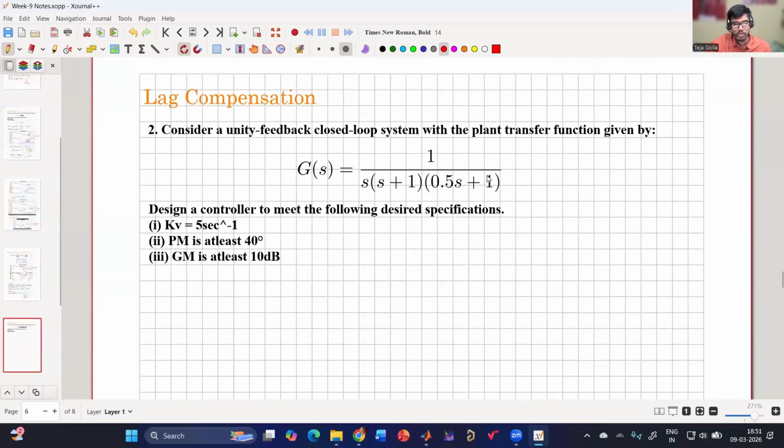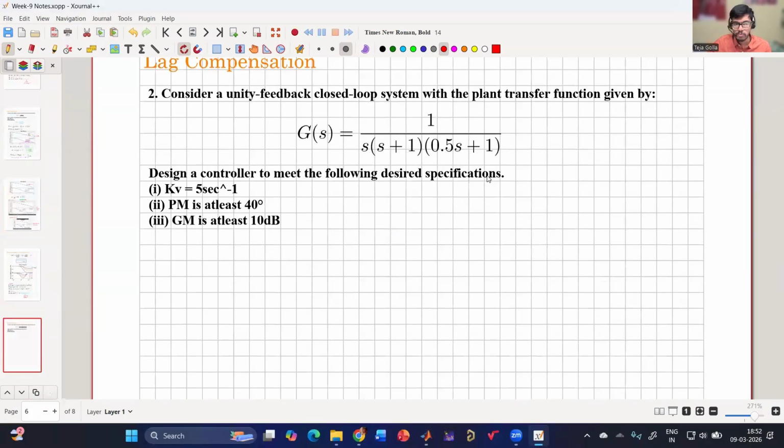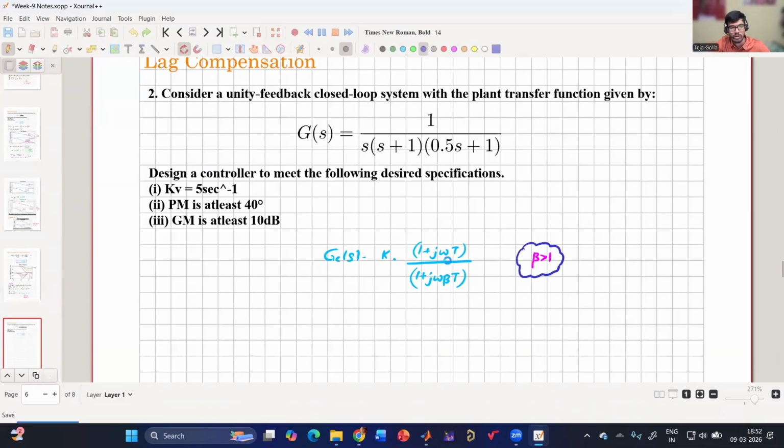So let us solve one problem quickly. So here I have considered one such problem where my g of s is given as 1 by s into (s plus 1) into (0.5 s plus 1). So first again, what is the lag compensation transfer function? It is gc of s equals k into (1 plus j omega t) by (1 plus j omega beta into t). So now we know that beta is greater than 1, and always it's a sign that if you are not getting beta greater than 1, it means you have made a mistake. So then we have to cross check what exactly is going wrong.